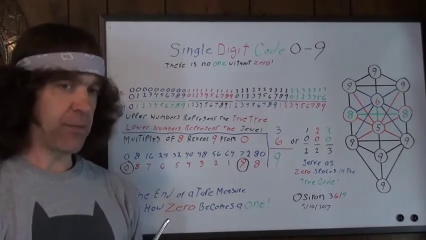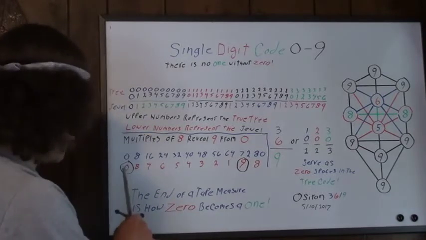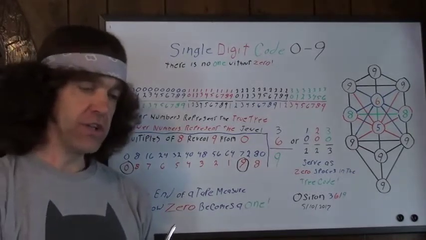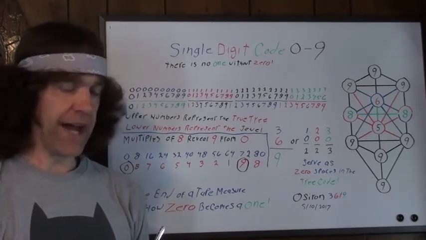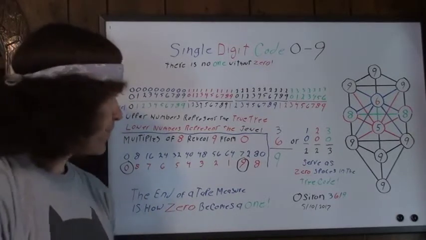And 9 just pops right in the spot that was 0 before, showing the divinity of 9 and how 9 really is 0. 9 and 0 are interchangeable.